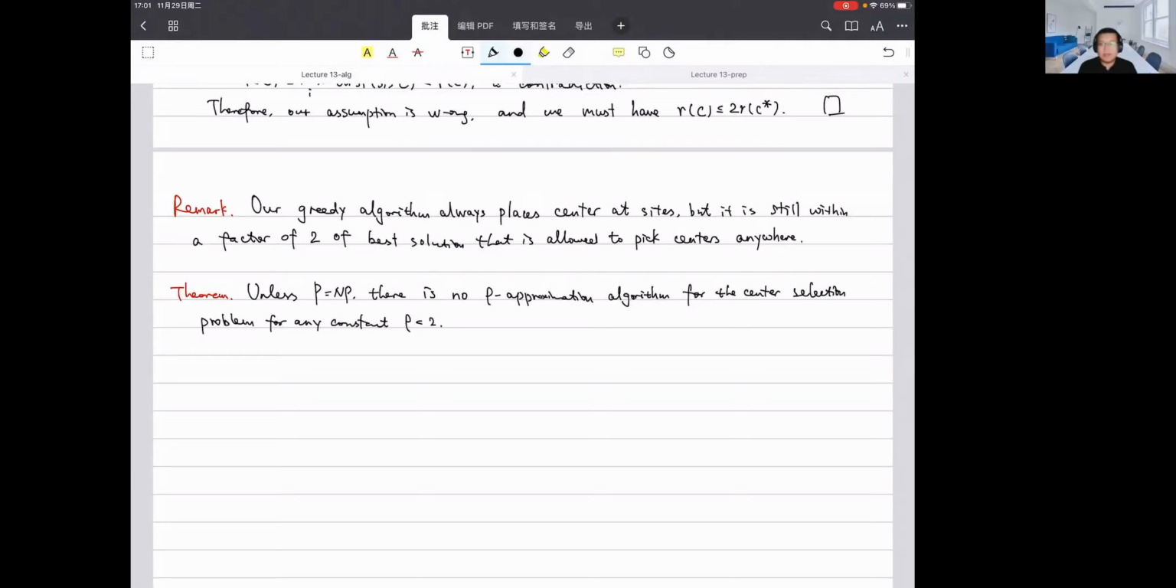Okay, so this is pretty much about the center selection problem, and let's take a break until 10:05. If you have any questions, just feel free to ask after. Okay, see you in 10 minutes.